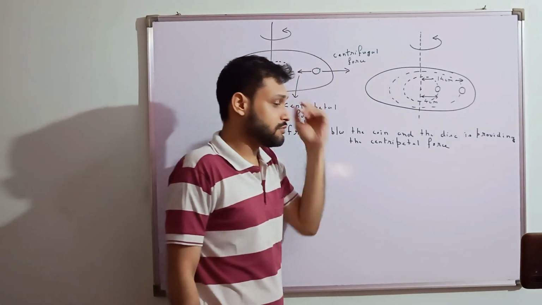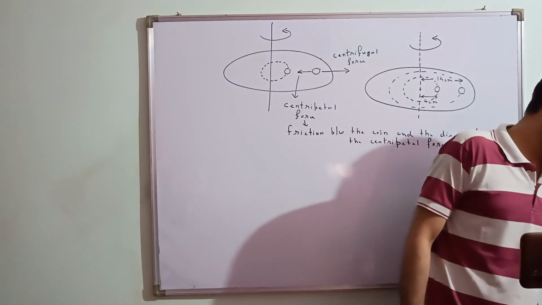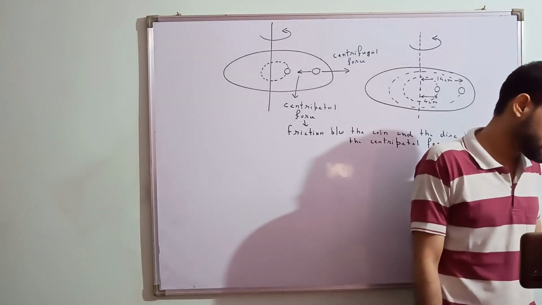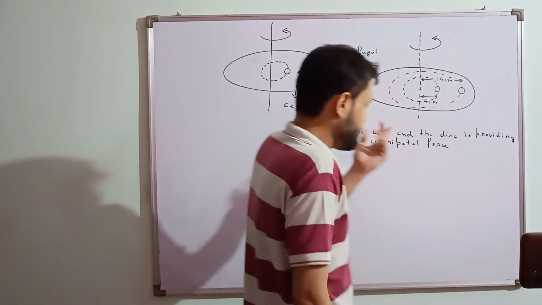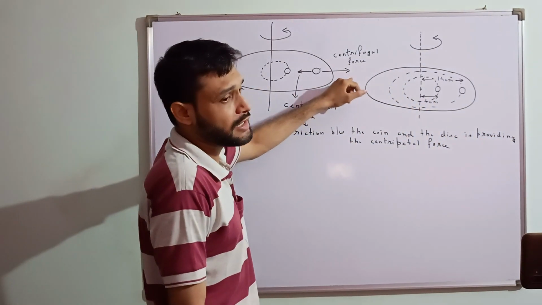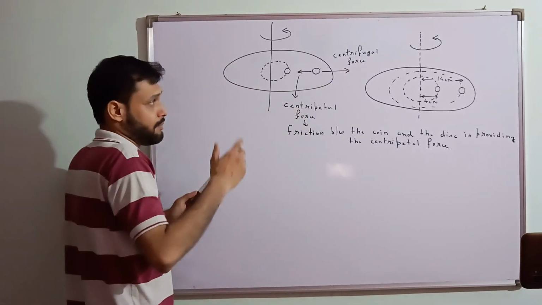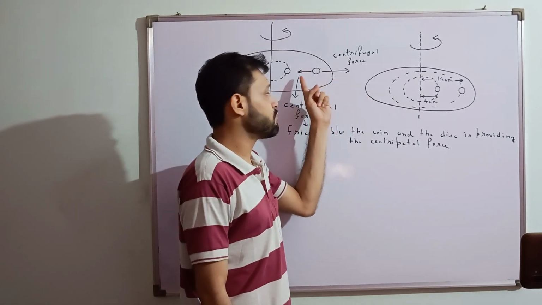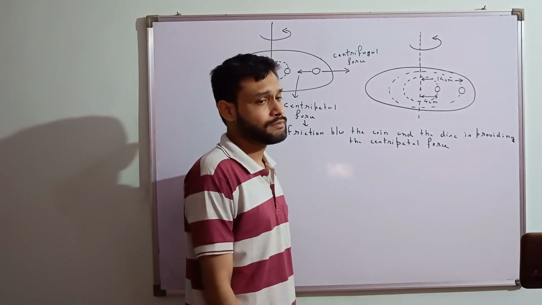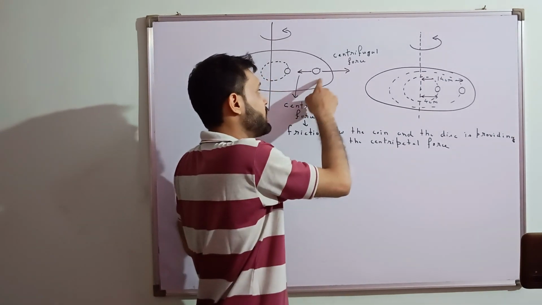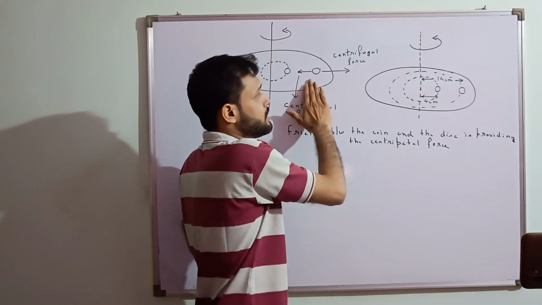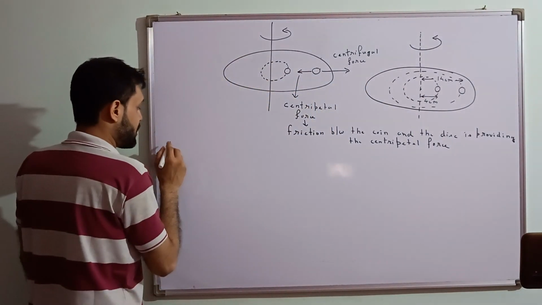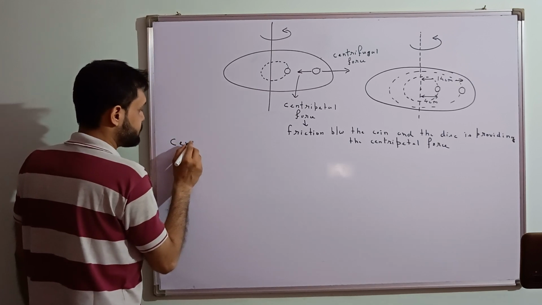Now see, the coin will revolve with the disc if the force of friction is enough to provide the necessary centripetal force, isn't it? And what is the value of centrifugal force? See, in the equilibrium condition, the centrifugal force is equal to the centripetal force. Equilibrium means the coin is moving in the circular path. In the equilibrium situation, the centrifugal force is balancing the centripetal force. So we know the value of centrifugal and centripetal.